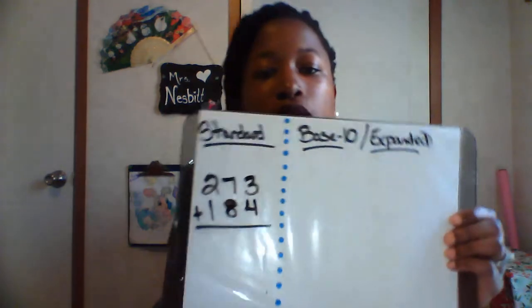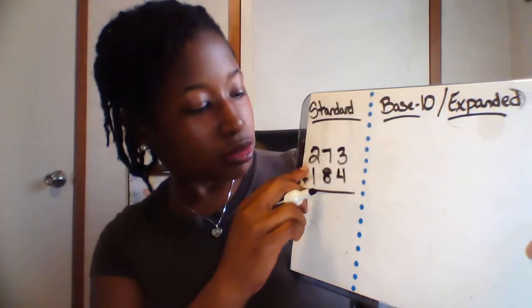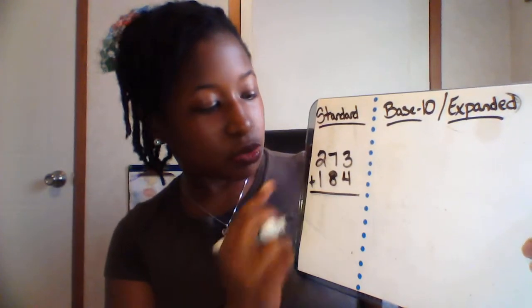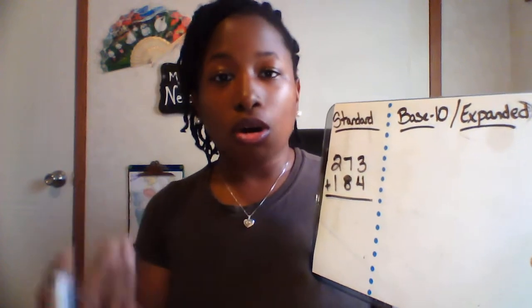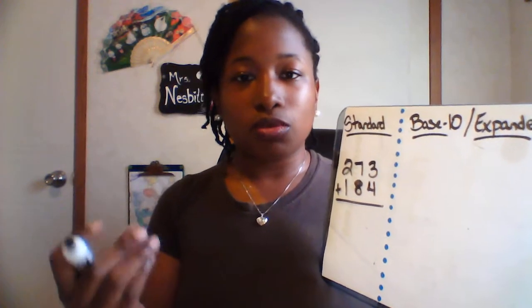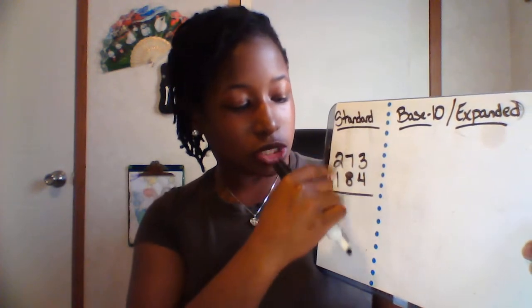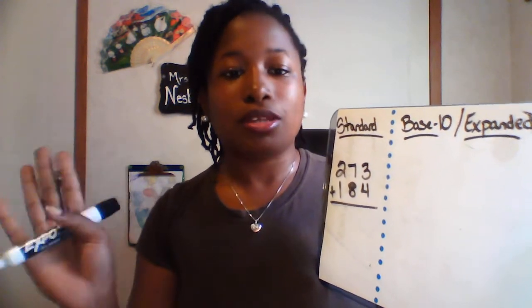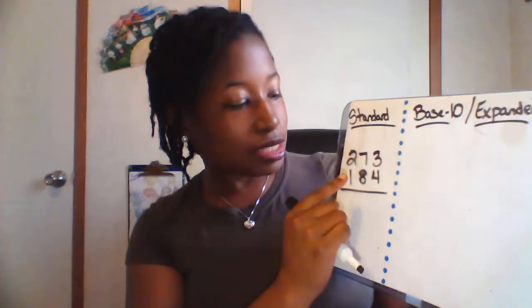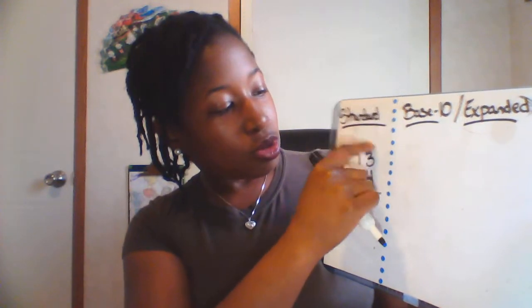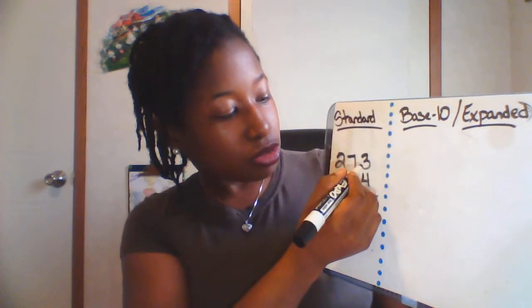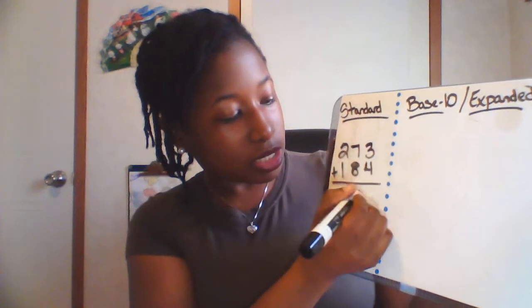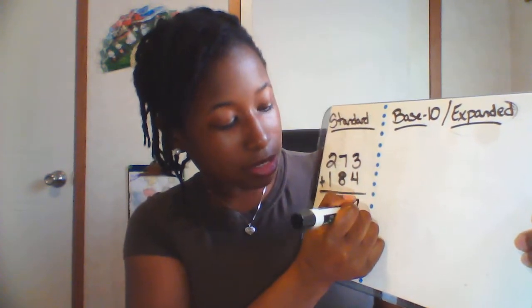Alright, so this problem that I have now, 273 plus 184. Always, always, always start in the ones column. If you ever see your child starting over here, erase it, tell them start over and start in the ones column. That's very important. So, ones column right over here. 3 plus 4 equals 7.